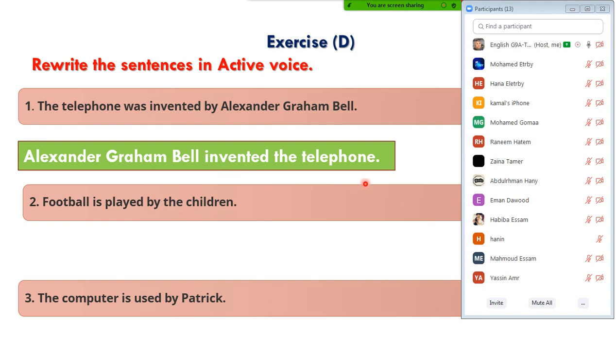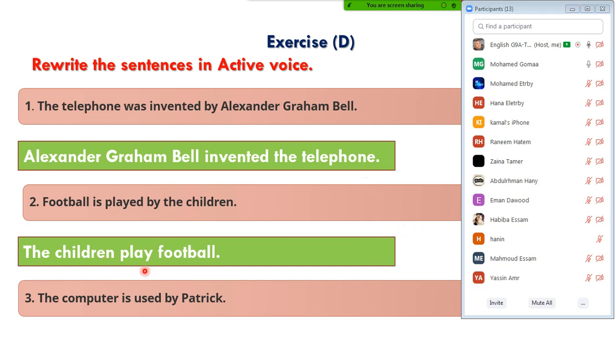Muhammad Goma, you can go to number 2 and change it into active voice. Football is played by the children. The children play the football. What tense is used here? Is it past, present? Present. Present, excellent. So here, the children play football.